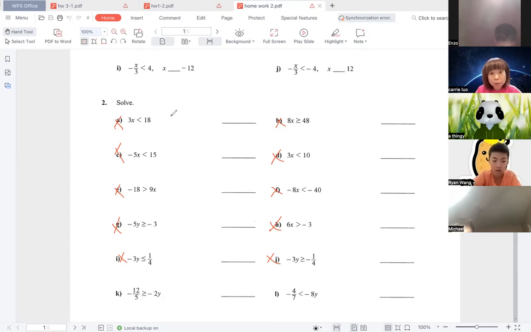Okay, so 3x is smaller than 18. Wait, I'm almost done. Okay. I don't have time to send it in. Yeah, sure. Okay.